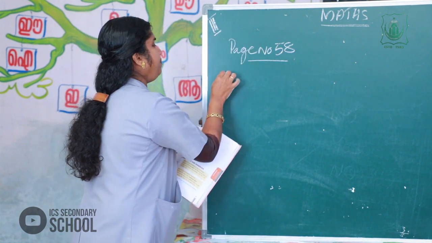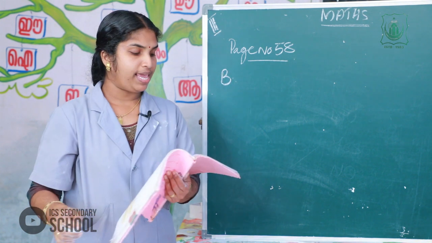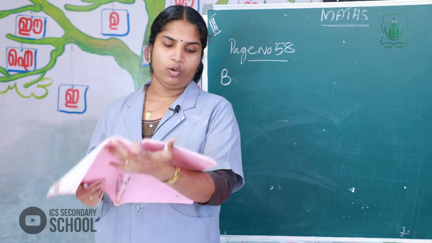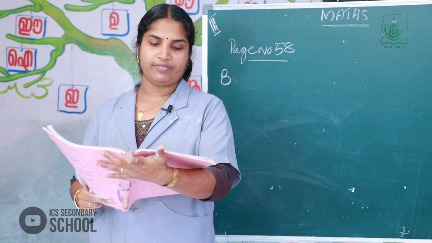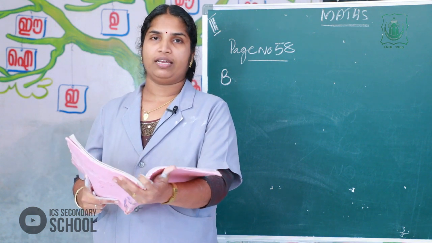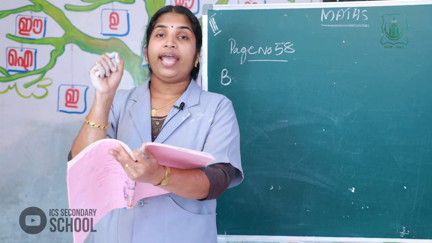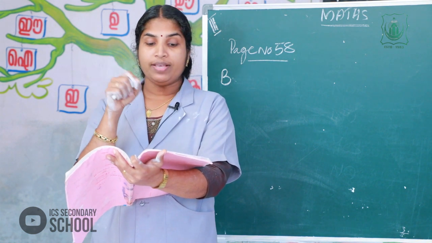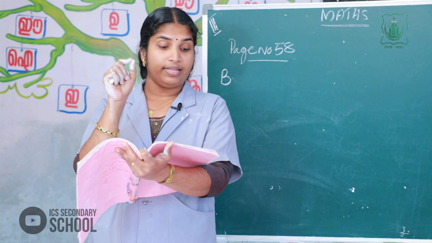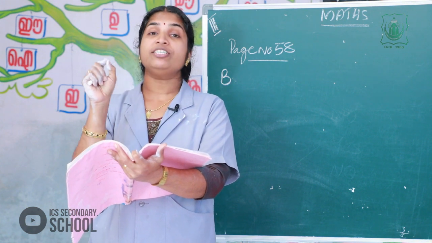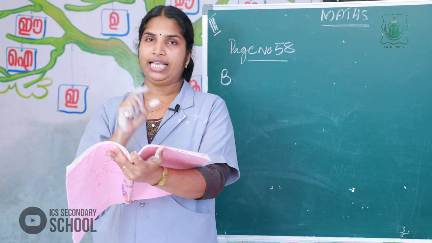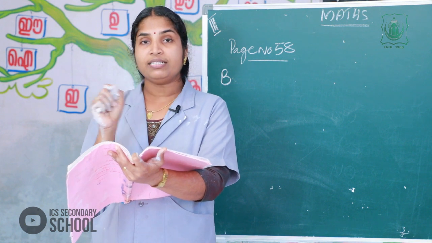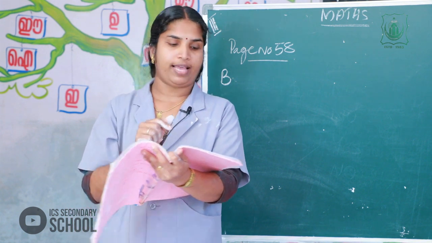Okay. Next one, Exercise B. Write the place value and the face value of the underlined digit. Write the underlined number's place value and face value.